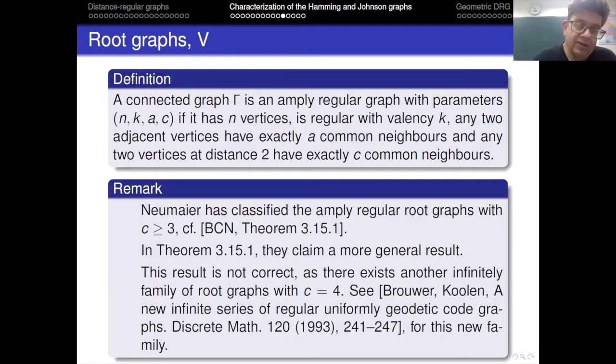So Neumaier has classified the amply regular root graphs with c at least 3. You can see, for example, Theorem 3.15.1.